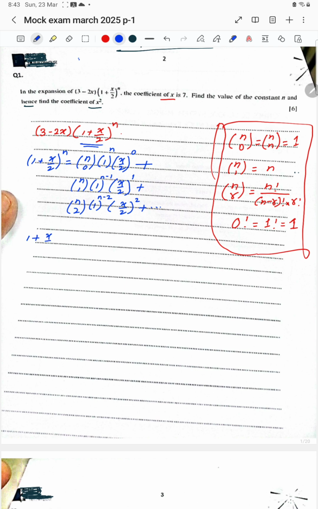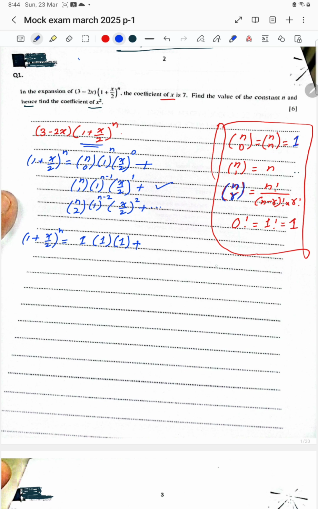(1 plus x by 2) whole raised to power n will be nC0. If you apply this rule, you will get 1. So 1 with power n, and 1 having any power is always 1. And any number power 0 is 1 as well. So plus, now this term nC1, that is n.